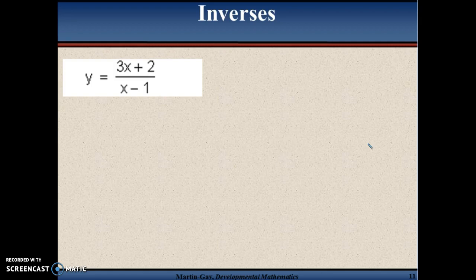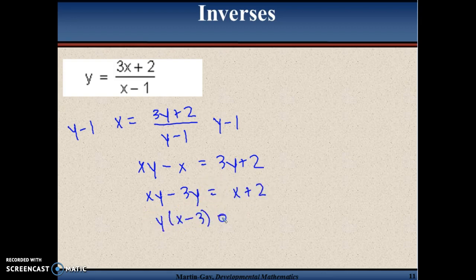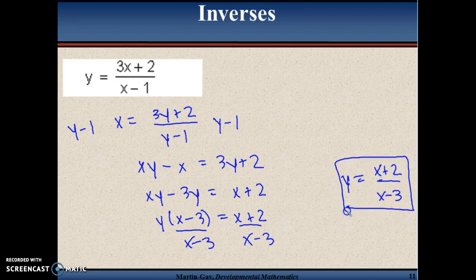And then the last thing we looked at were inverses. To find the inverse, you switch x and y and solve for y. So we have x equals (3y plus 2) over (y minus 1). Got to multiply by y minus 1 to get it out of the bottom. So then I have xy minus x equals 3y plus 2. I want my y's on the same side, and then the x's on the other side. Take out my GCF. And then to get y by itself, we just divide. So my inverse is (x plus 2) over (x minus 3). Switch x and y, solve for y.